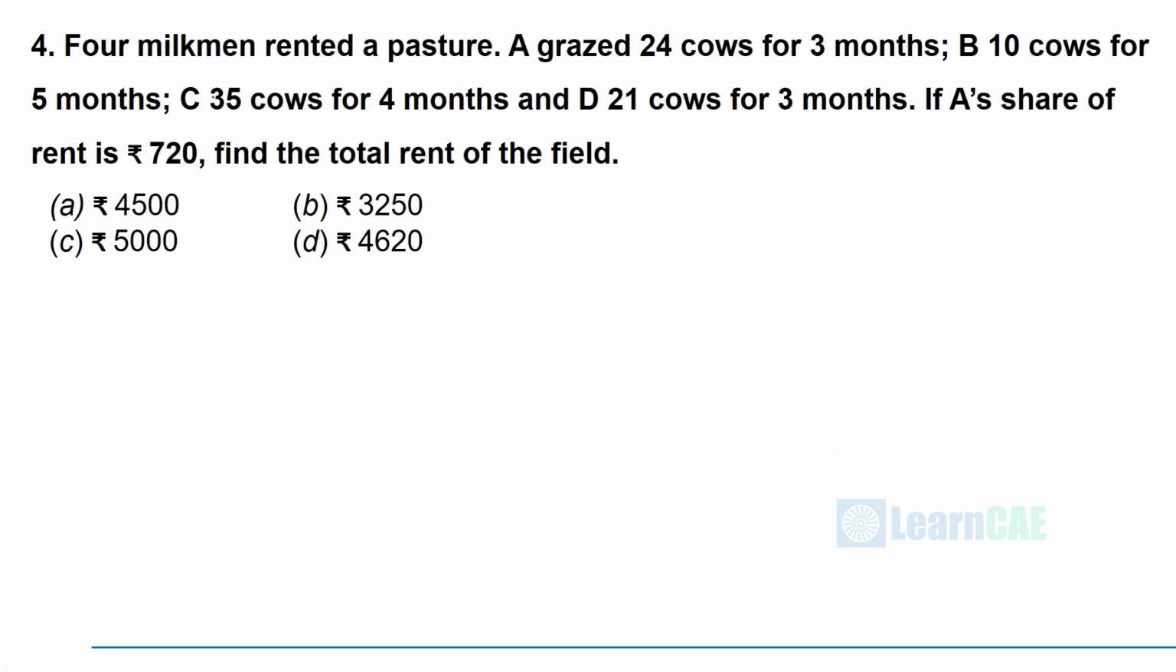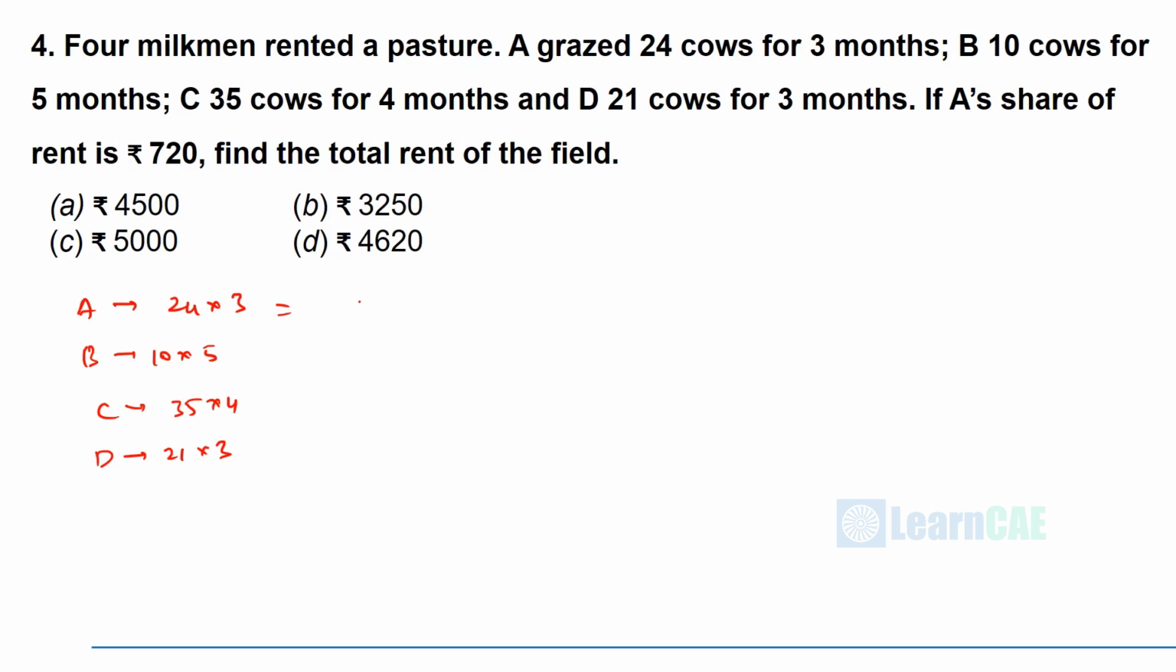Next question. 4 milkmen rented a pasture. A grazed 24 cows for 3 months, B 10 cows for 5 months, C 35 cows for 4 months and D 21 cows for 3 months. If A's share is 720, find the total rent of the field. Okay. So A's consumption is 24 into 3, B is 10 into 5, C is 35 into 4 and D is 21 into 3.